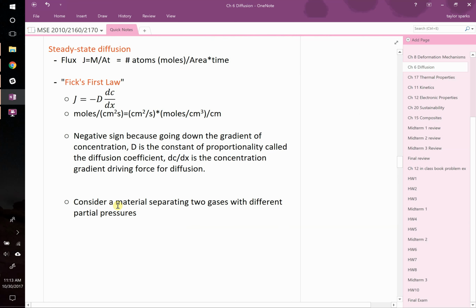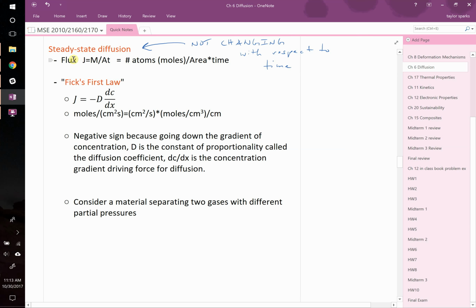The first type that we're going to talk about is what's called steady state diffusion. Steady state. What steady state means is that it is not changing with respect to time. So it's a steady state. It's not changing with time.